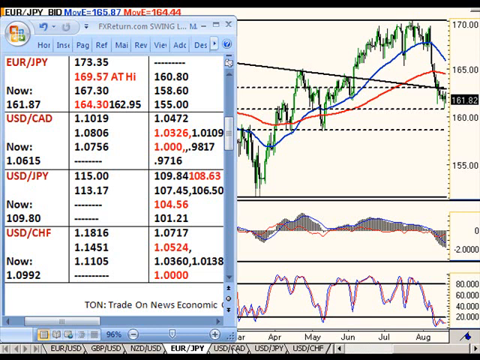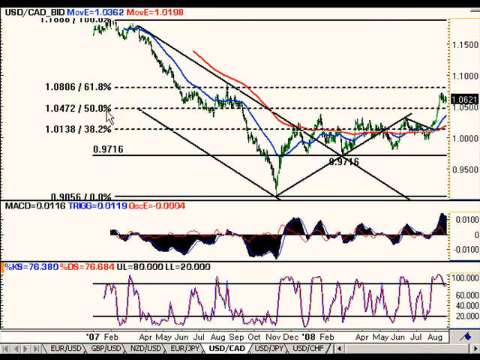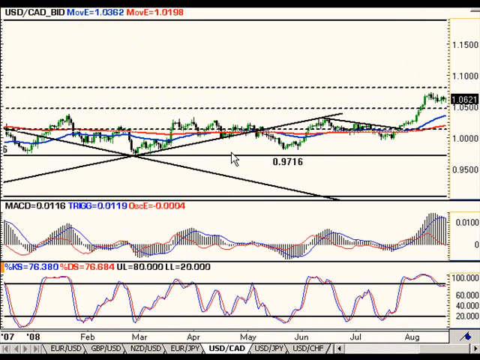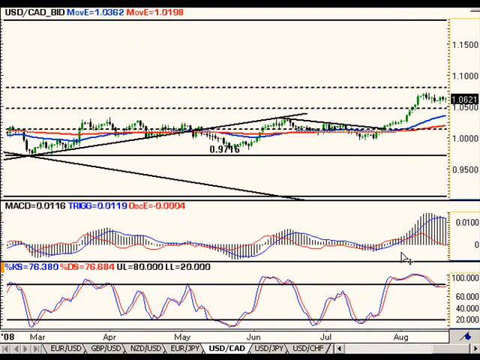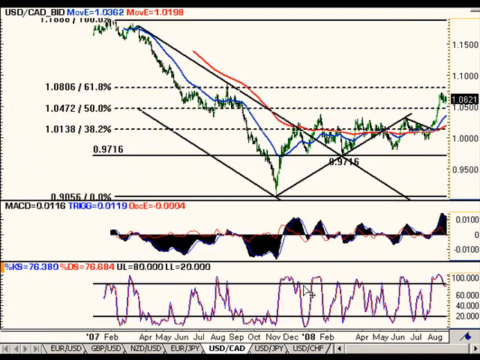When we take a look at the Canadian dollar, we see that it's over a 50% retracement level at 104.72, with the next target of 108.06. MACD and stochastics are pretty flat right now. It's very light on news this week, but it's achieved this 50% retracement.